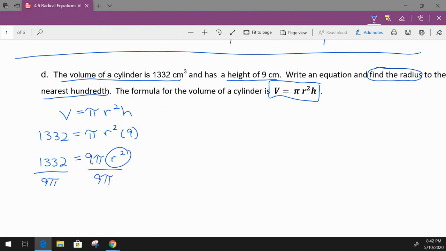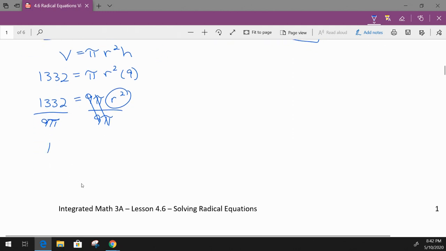So by dividing by 9 and pi, both 9 and pi get reduced from that right side. Now, for right now, do not put this in the calculator. I will show you how to put this in the calculator. And so this value equals r squared. So to get the r by itself, you will then want to take the square root of both sides.